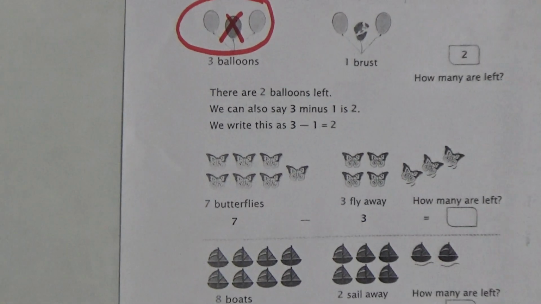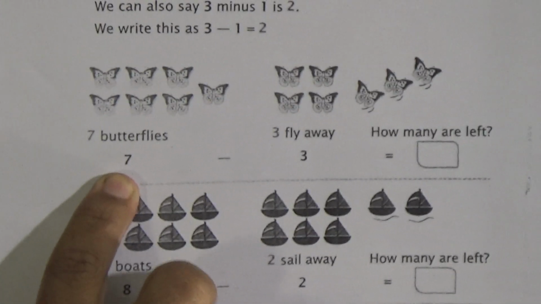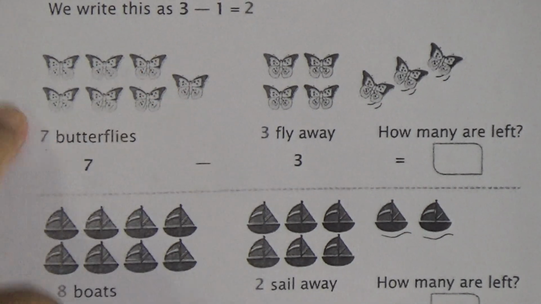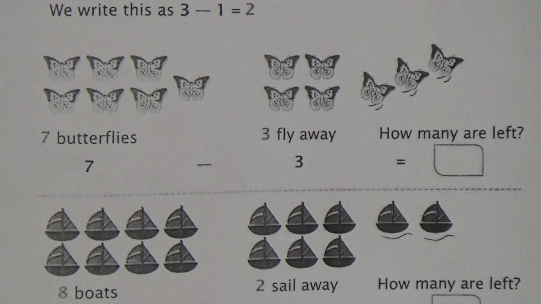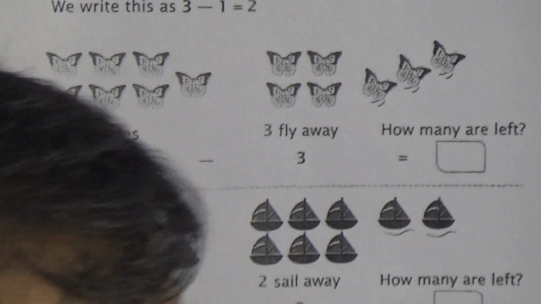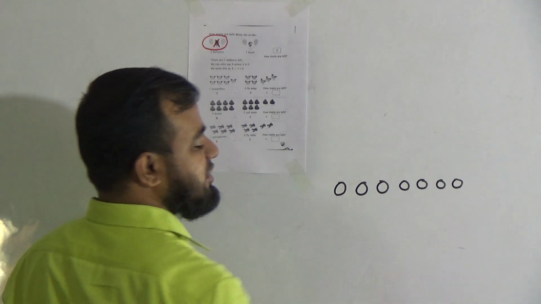The next one we need to do on the board. My dear students, there are butterflies. This number is 7. From these 7 butterflies, 3 fly away. So 3 fly away means these 3 butterflies will not remain here. How many are remaining in the picture? There are 7 butterflies. 1, 2, 3, 4, 5, 6, 7 butterflies are there.